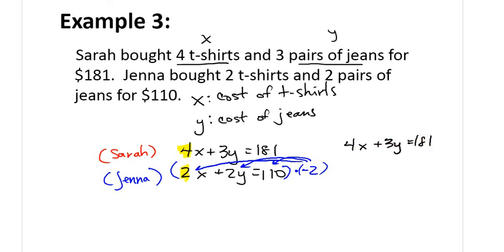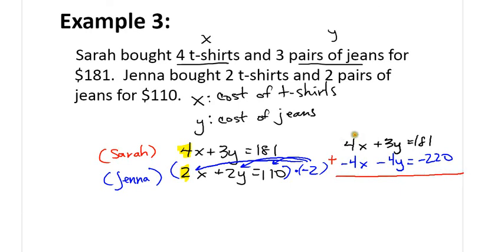Here's my first one. This is Sarah's cost. So Jenna's cost is going to be -4x minus 4y equals -220. Since the x coefficients are additive inverses, I can just go ahead and add. Remember, additive inverses, I add equations together.